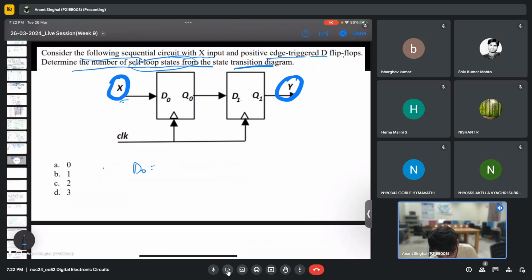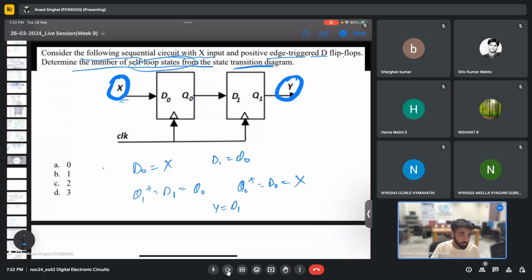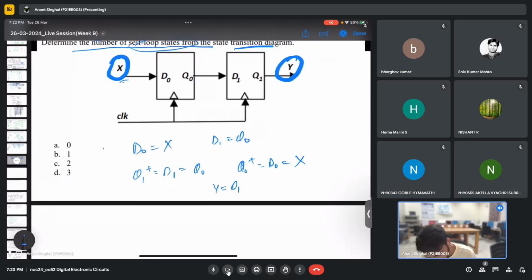So basically, we need to make the state transition diagram. So D naught is clearly X, it is given. D1 is Q naught, it is given. So we already know that Q1 plus is D1, that is nothing but Q naught, and Q naught plus is D naught, which is basically X. And here Y is nothing but Q1. Is there any doubt in this? These are the basic equations. Yes, yeah. So if this is clear, we just need to make the state diagram.